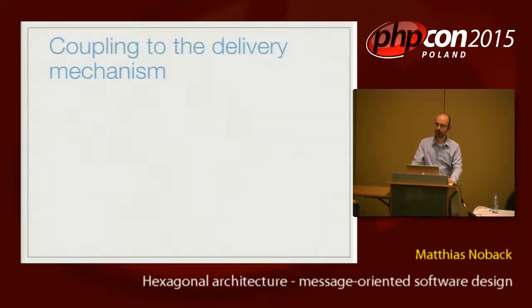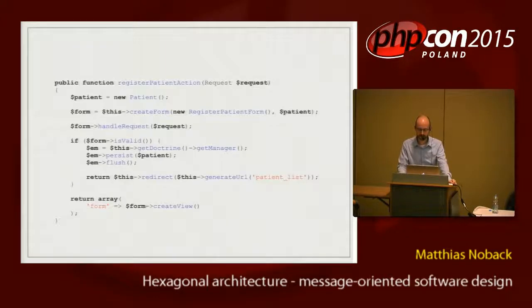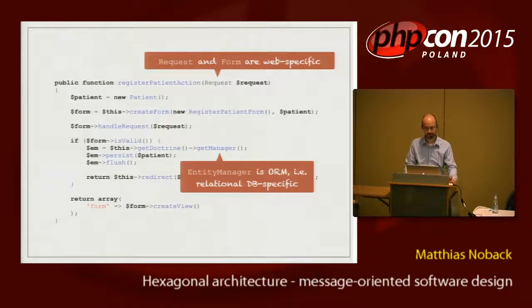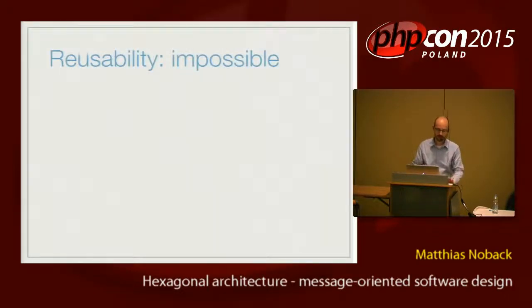A more serious problem with all the framework-specific code is that it's usually very much coupled to the delivery mechanism itself. Looking at a very common piece of code, like the register patient action in this case, we can see that this is highly coupled to the way that the data is being delivered, so the delivery mechanism. Because we're using a request object and a form, which is very much web-specific, and then we use an entity manager, which is part of the ORM, and this is very much relational database-specific. Right, so this is just one particular way in which the data is able to flow inside our application and to the outside again. This poses several problems.